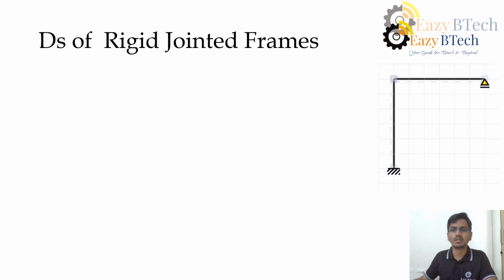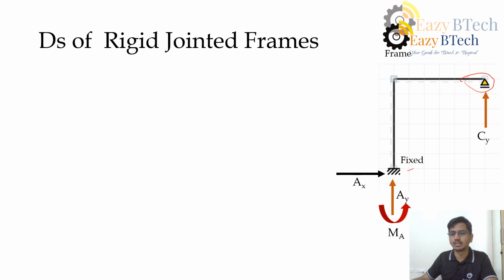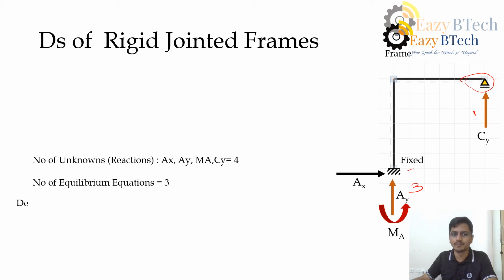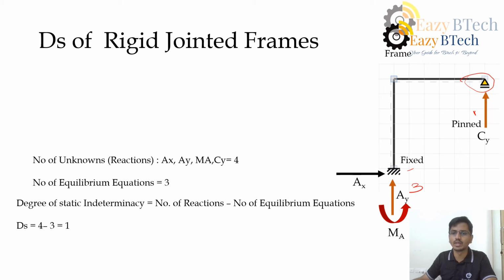Let us see another example where, for the same frame, we have a support at the other end. Now this is fixed and this is roller. For the fixed end we get three reactions, and for this roller we get one reaction. So the number of unknowns is 3 plus 1, that is 4. The number of equilibrium equations is 3. The degree of static indeterminacy is 4 minus 3, which is 1. So this frame is an indeterminate structure with static indeterminacy of 1.